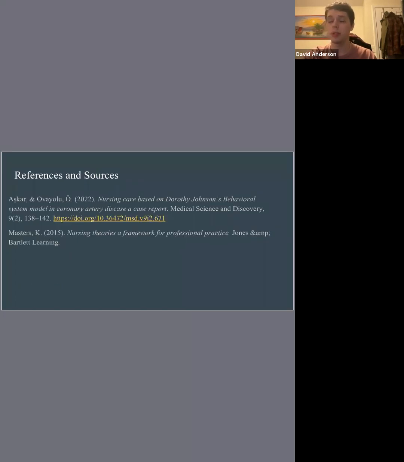So obviously, with these outcomes and all of the planning and applications that I just listed, they used on this patient and led to more positive outcomes just by behavioral changes the patient had made, using the skills taught to them. So with that, I just have my references and sources there. And I believe that's everything for the behavioral systems model by Dorothy Johnson. All right.